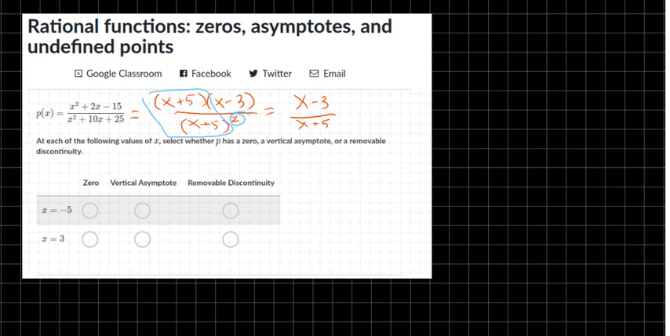Okay, and that x plus 5 is still an excluded value even in here, so we just simplified it. So that's all we have to worry about. We only have to worry about this one right here. We didn't change any excluded values. So we don't have any removable discontinuities. So x equals negative 5, that's going to make our denominator 0, so it's going to be a vertical asymptote. And x equals 3 is going to make our numerator 0, so it's going to be 0.